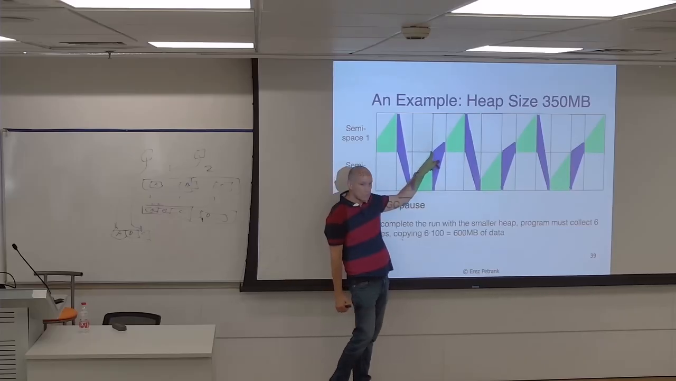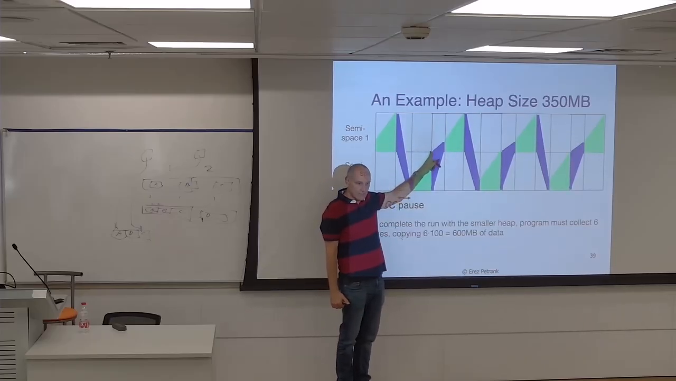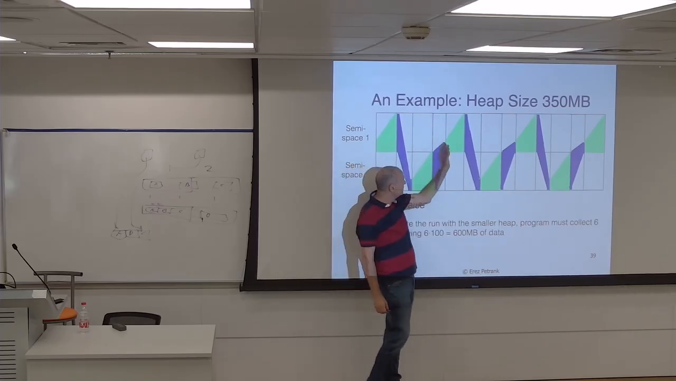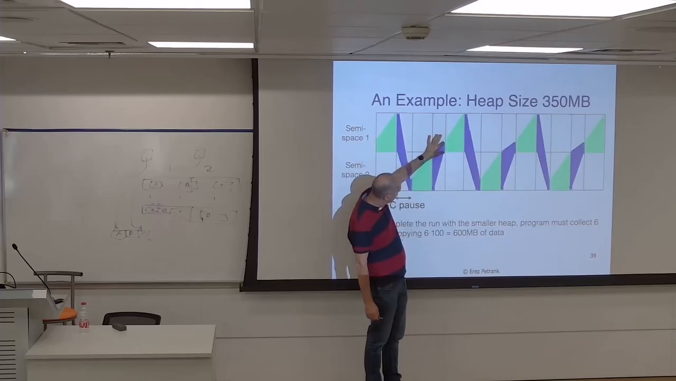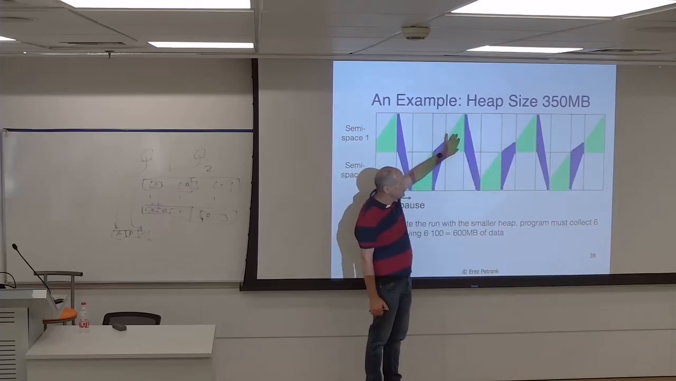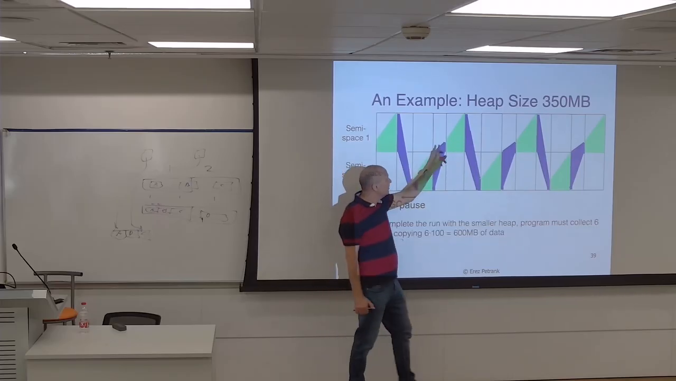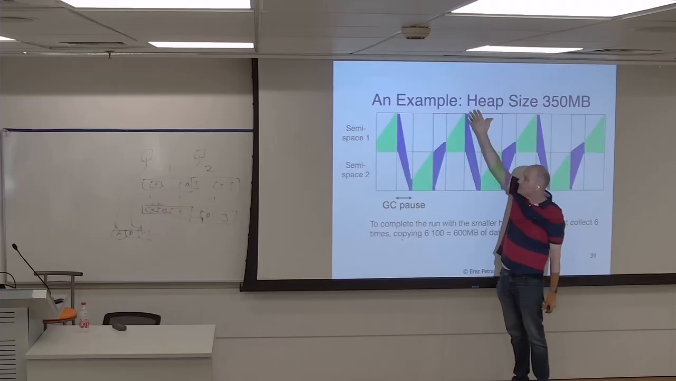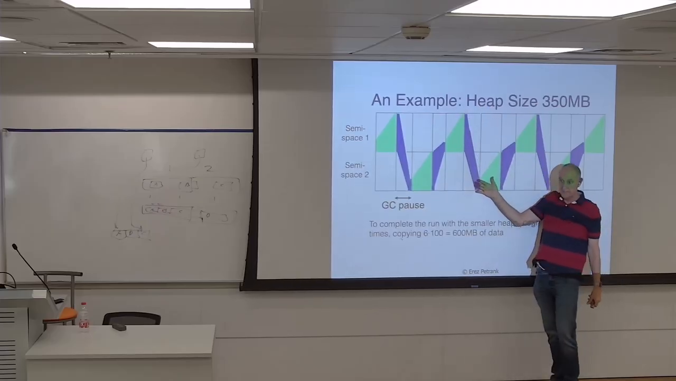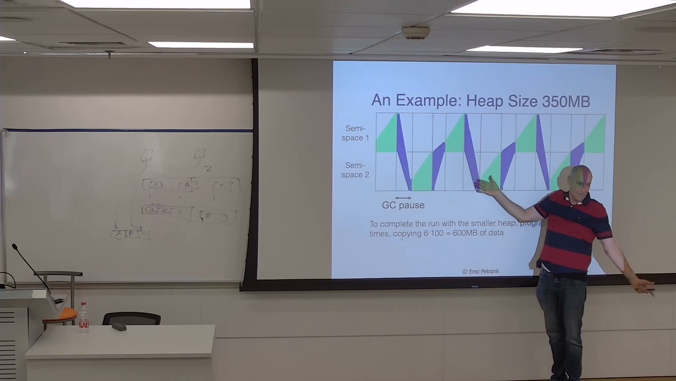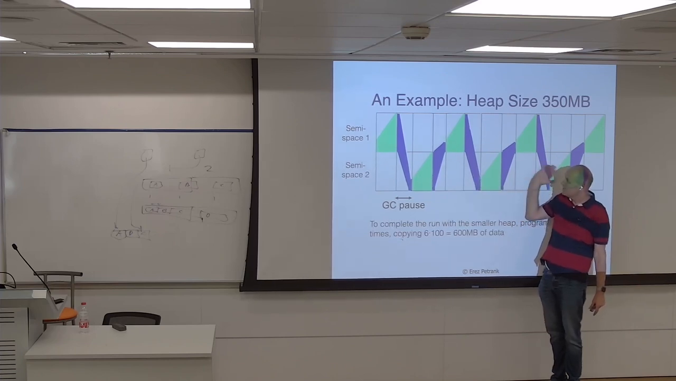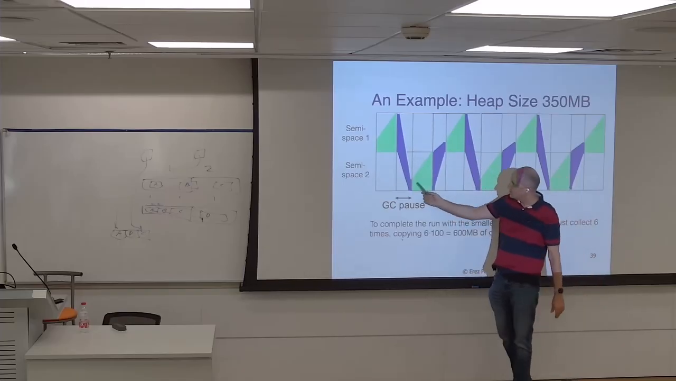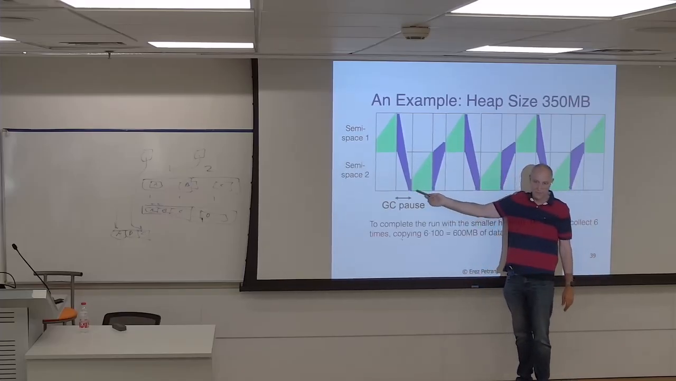I have 250 megabytes that I can still allocate until the space is exhausted and I need to do garbage collection. And then I copy 100 megabytes to the other semi-space. And then I can allocate another 250 megabytes until I have no more space. Then I copy the 100 megabytes of live objects to the other semi-space and so forth. And so between collections, each time I allocate 250 megabytes.